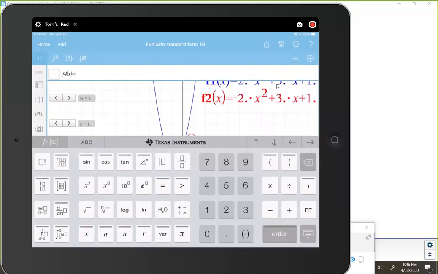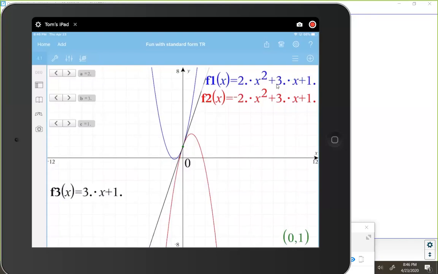Wait for it. bx plus c, which is going to mess up a lot of students because they think b is always the y-intercept. This is just going to crush them and ruin their days. I'm sorry. But it's bx plus c. Let's look at that, and notice that it is the tangent line.